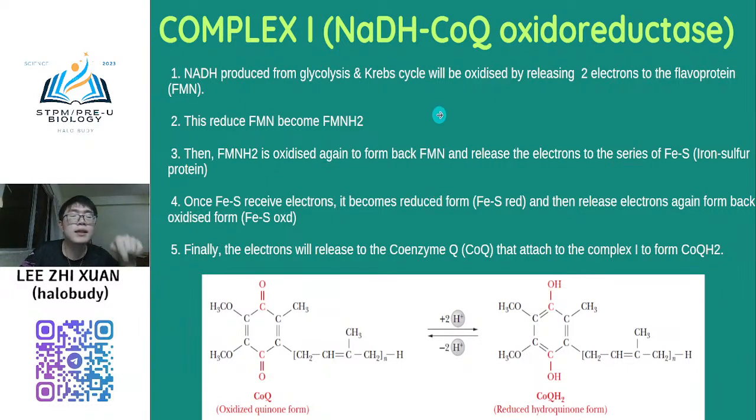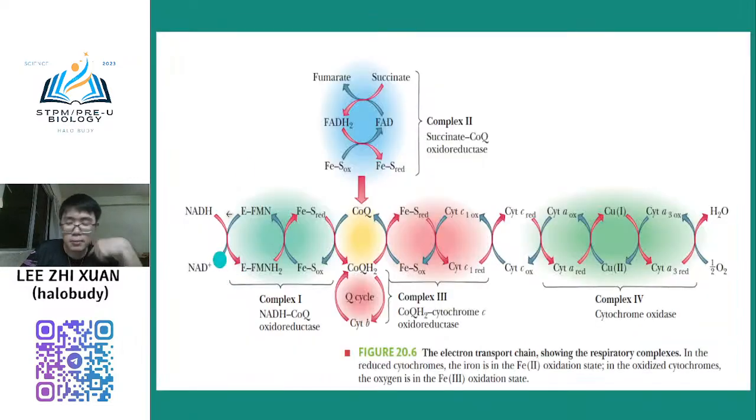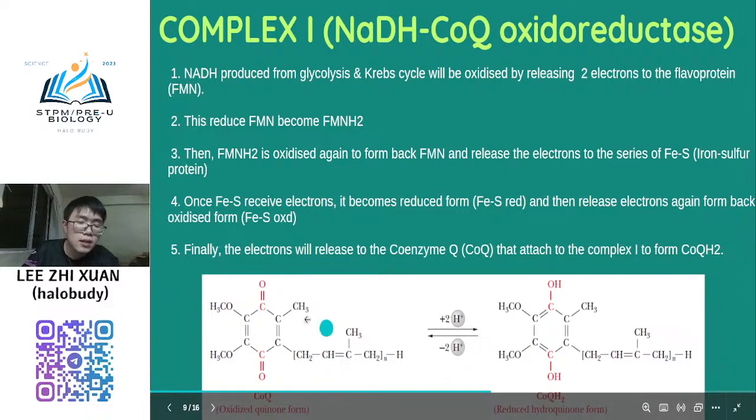Memang sangat detail. So apart from complex one, the full name is NADH coenzyme Q oxidoreductase. Ini full name. Tapi in exam you don't need to write this. If you just write complex one, it is okay already. Normally the explanation is same as what I said. Memang based on this. Just ini reaction dia.